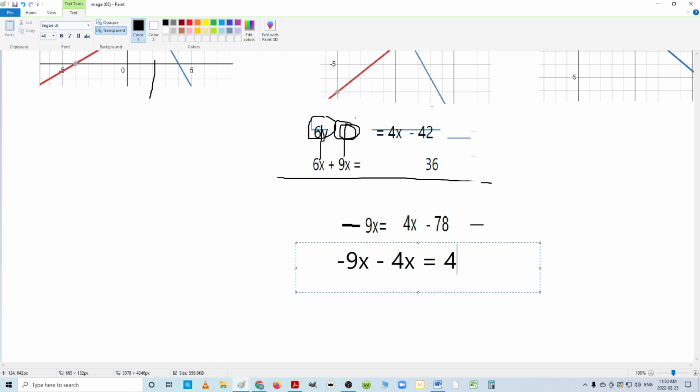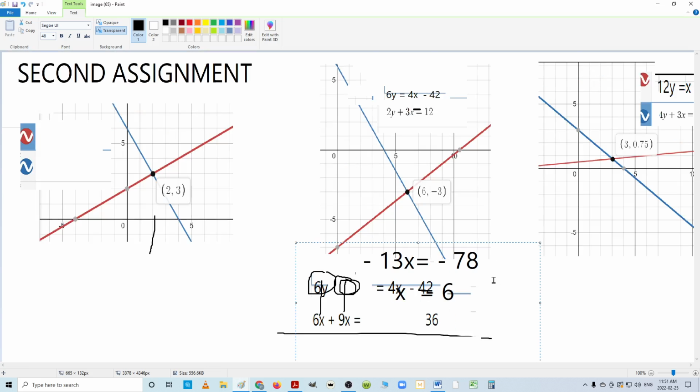Minus 4x is equal to 4x minus 4x minus 78. What's 4x minus 4x? It's simply 0. What's minus 9x minus 4x? Minus 9 apples minus 4 apples is minus 13 apples. And I'm going to have to divide both sides by 13. 6 times 13 is 60 and 18, 78. So I get x is equal to 6.